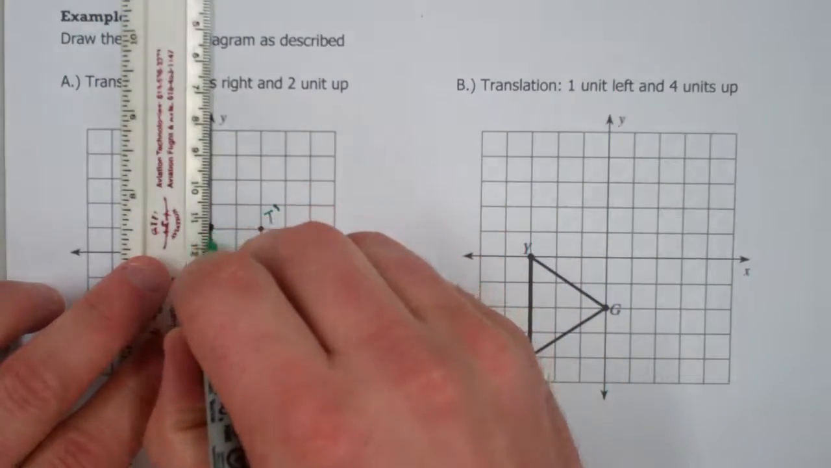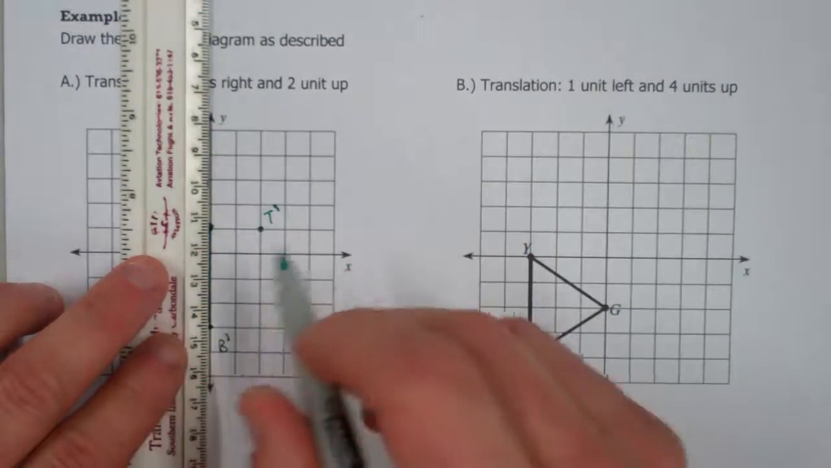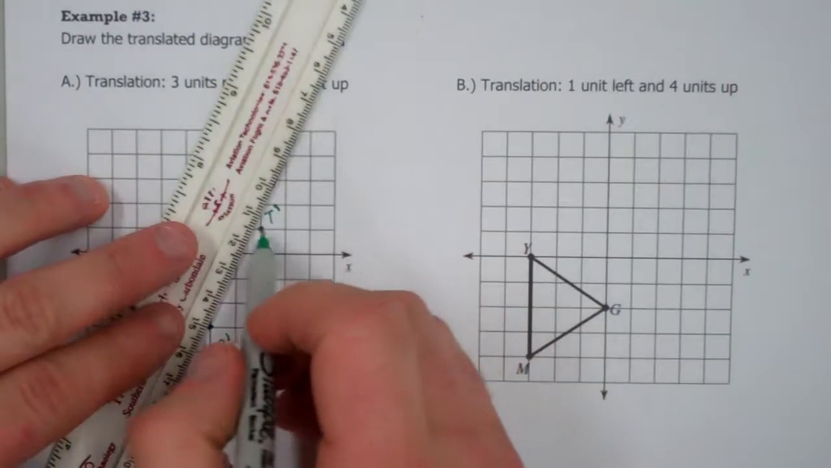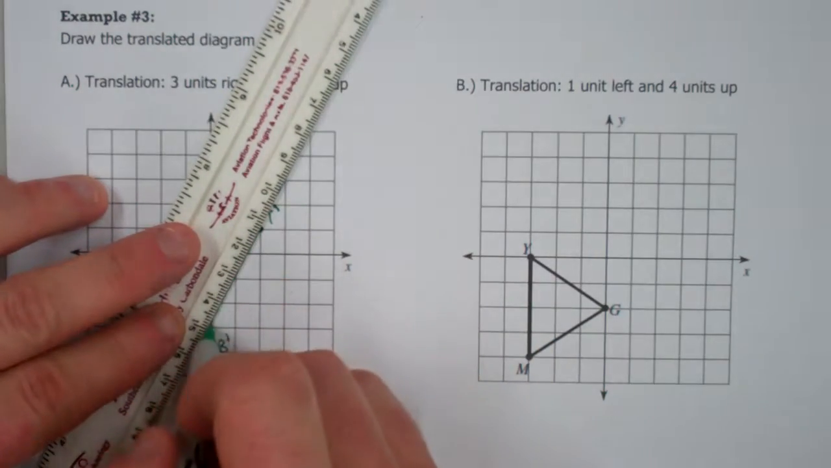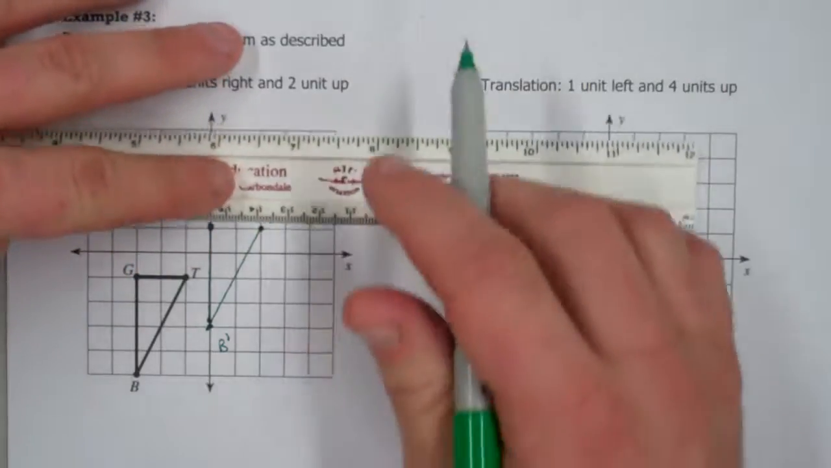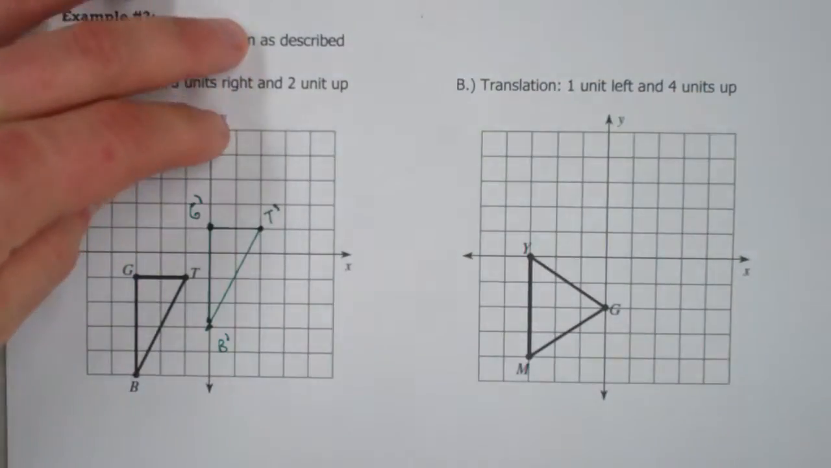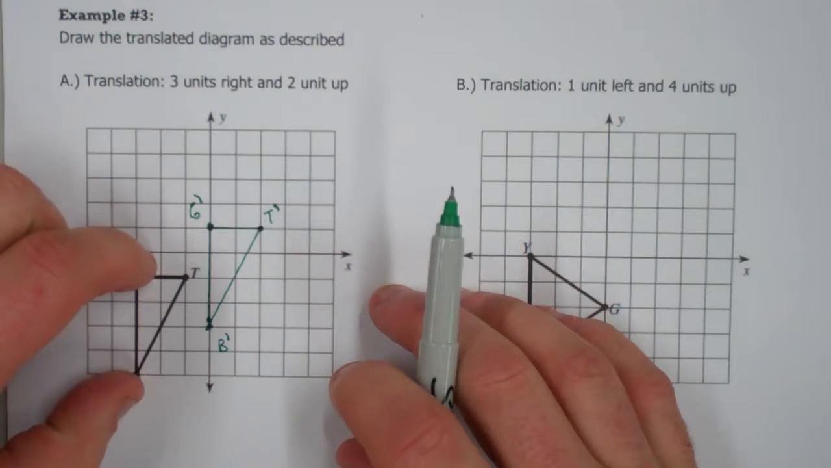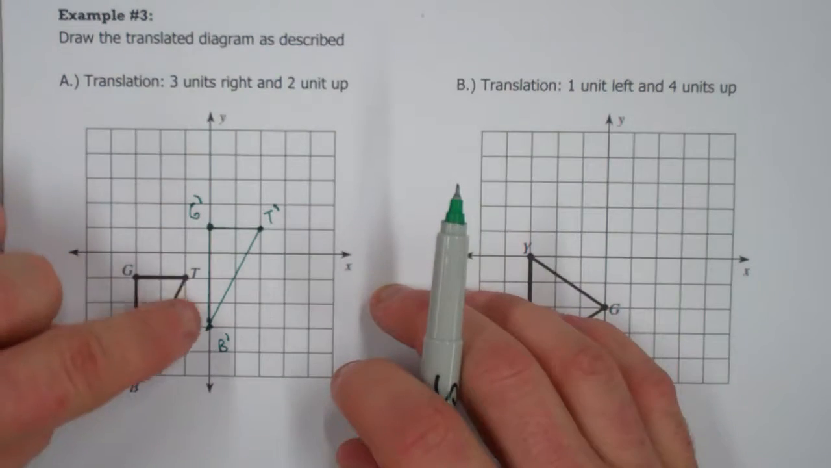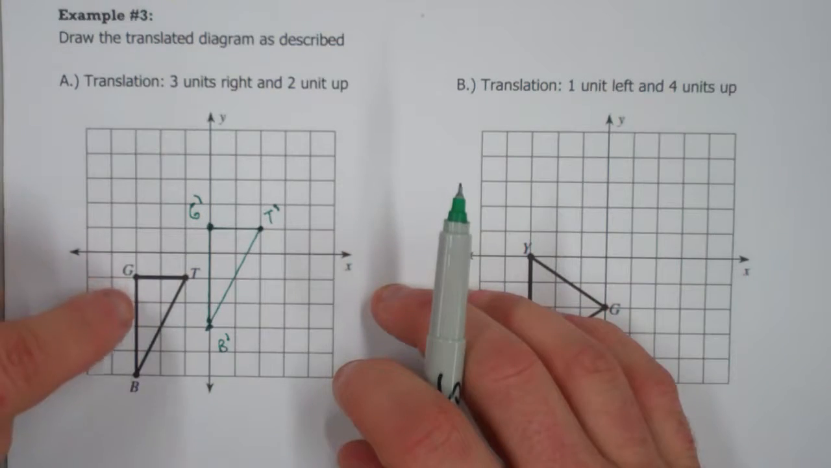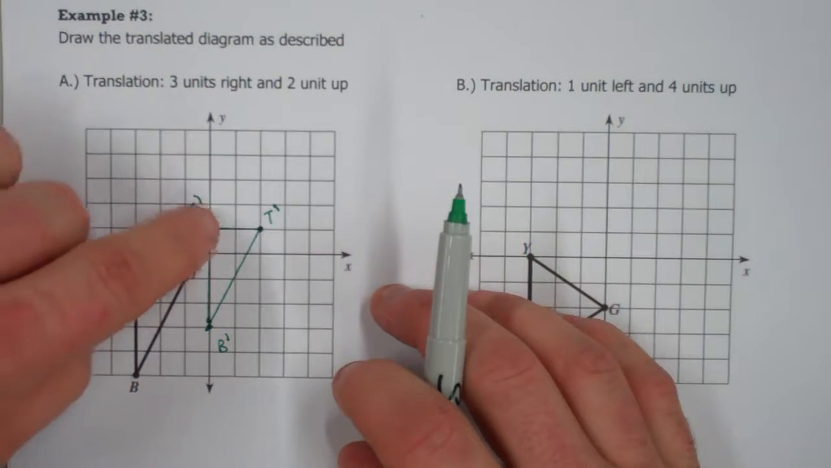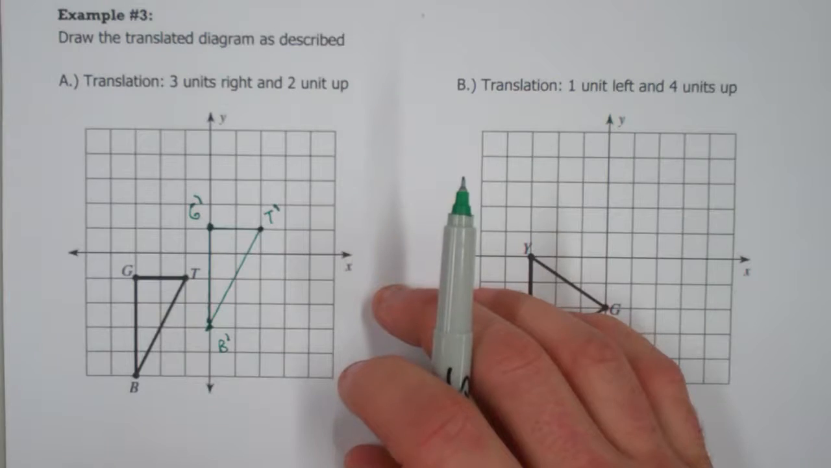And by the way, with a translation, you won't be changing the shape of the object. So it's important that you make sure that you've maintained the size and shape of that object. And it looks like we did here. You can just count off, like between G and B is 4 units, 4 units here. Between G and T is 2, and so on.